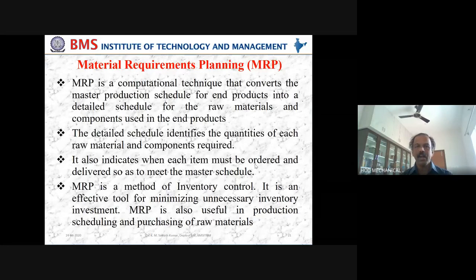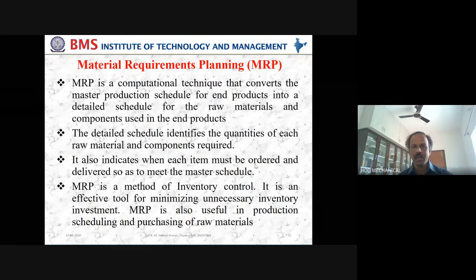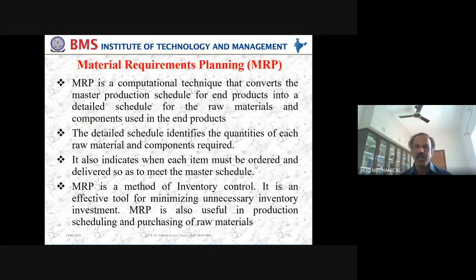Therefore MRP gives the detailed schedule of the quantities of raw material required. Also, the next question is when exactly each item has to be ordered. That is very important. When the raw material has to be ordered, how much has to be ordered, and how you are going to procure it is the duty of MRP. Then, MRP is a method of inventory control, mainly used to keep control on the inventory. It makes sure there is neither zero inventory nor a very high inventory. Both are problems.